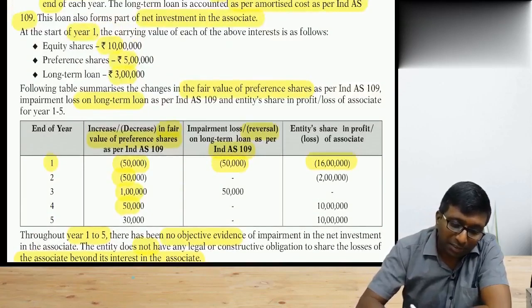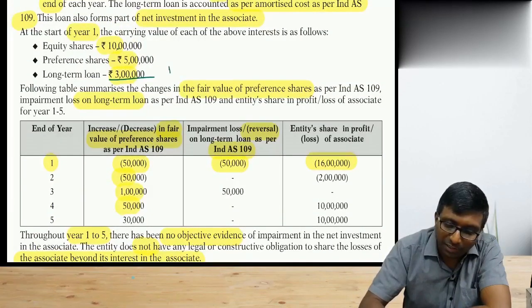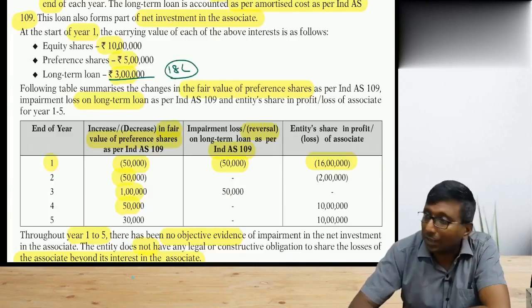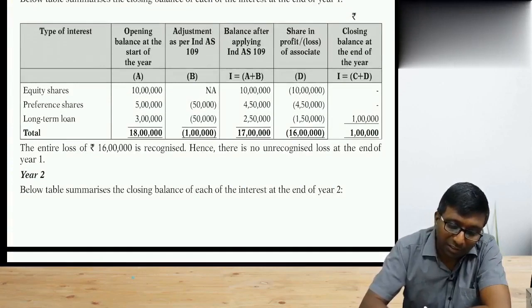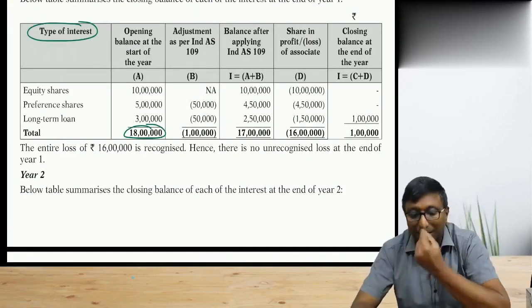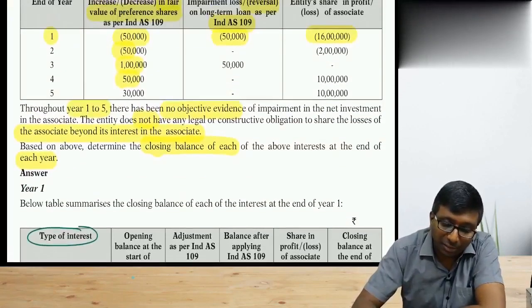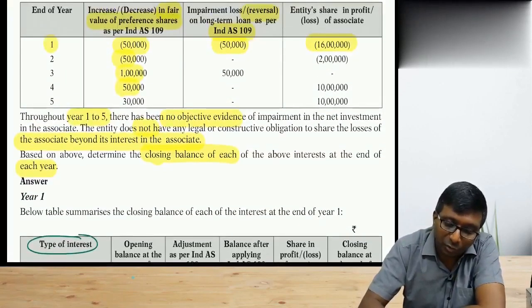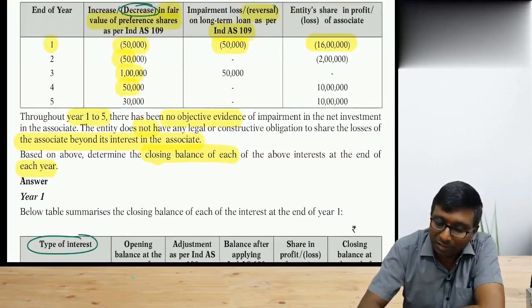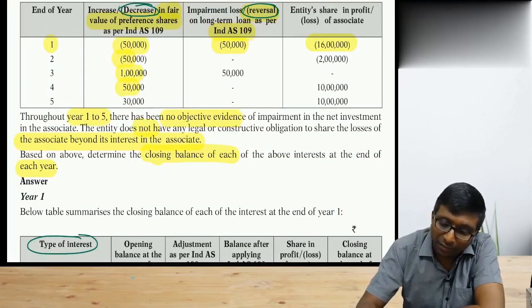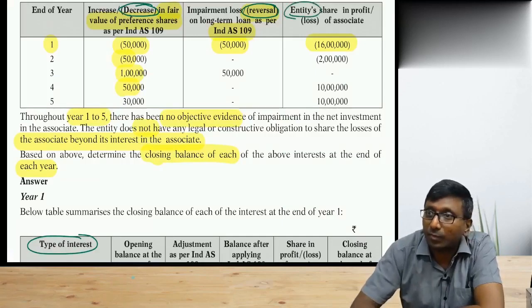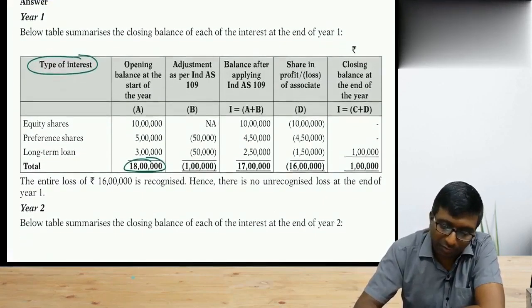So what is the balance at the beginning? Beginning balance is this number. Now 10 plus 5 plus 3, that is equal to 18 lakh, is your opening balance. So my opening balance of the associate interest is equal to 18 lakh rupees. Now adjustments. Is it a loss? We told already, here decrease, reversal is shown in brackets. And everywhere it is a loss only. Isn't it, everywhere it is a loss? Yes, everywhere it is a loss.